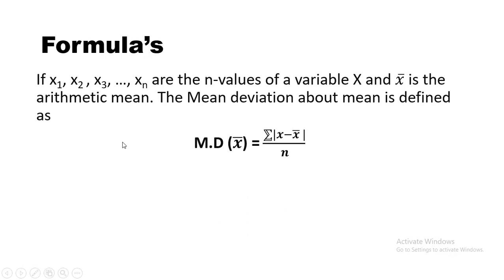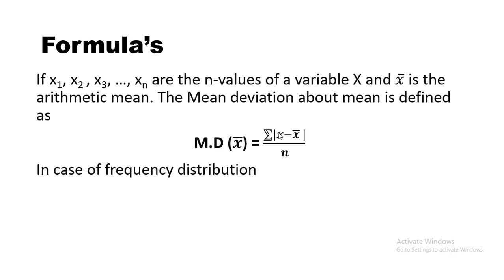As it says, it uses the absolute values. That means if simple random observations are given to you, n values of variable x, then x bar represents the mean value. So the mean deviation involves x minus x bar. These mods, these bars, are called absolute values. So we subtract the mean value from all the observations, then take the absolute values, sum them, and divide by the total number of observations.